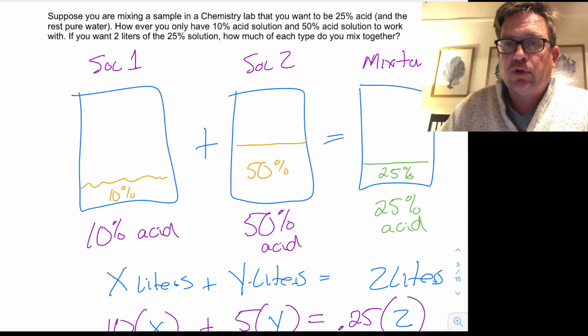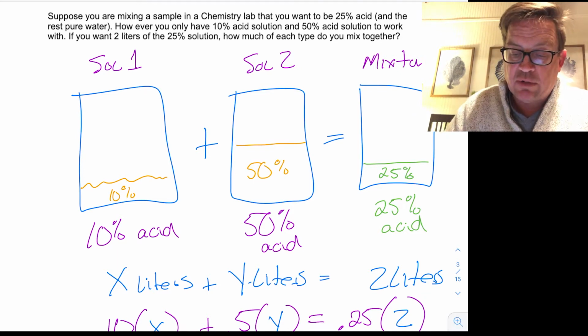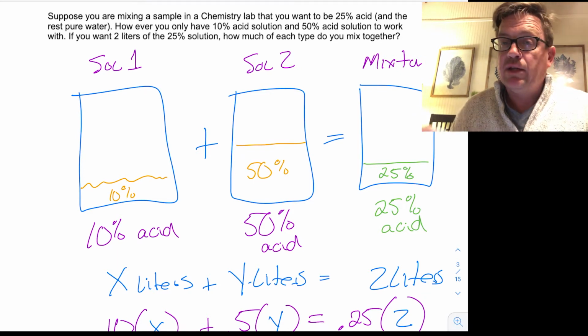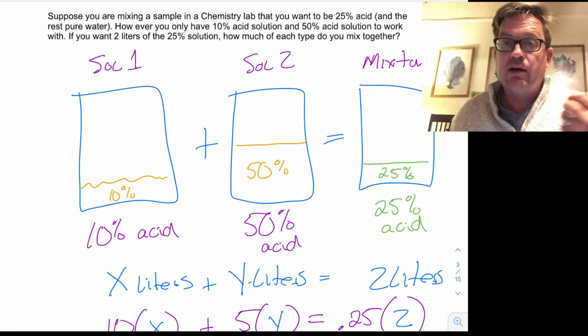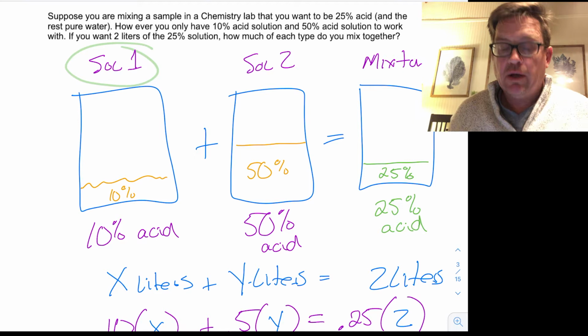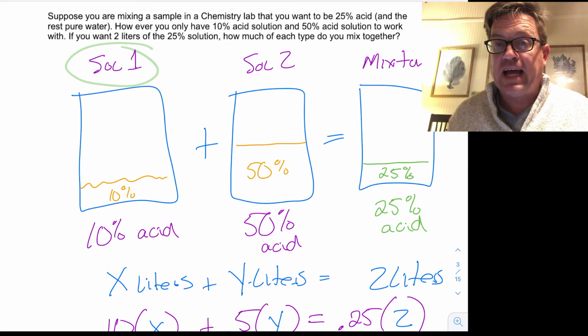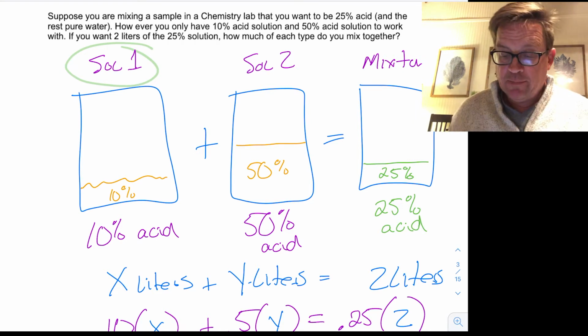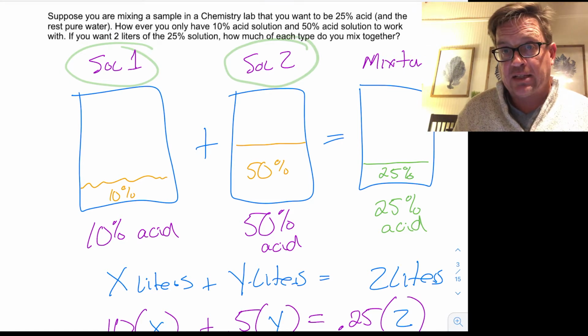Here's another example of solving a system of equations with two variables. And in this case, it's a mixture problem. These come up in lots of situations where, in this case, you're in chemistry, and you have one solution that is a weak solution of acid, and it's only 10% acid. And you want to mix it with a stronger solution, solution 2, that's 50% acid.